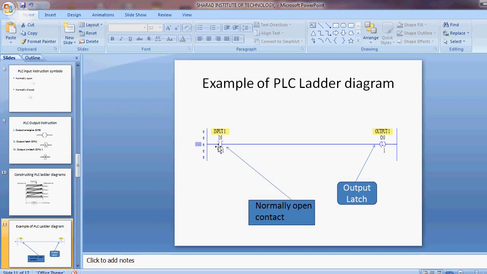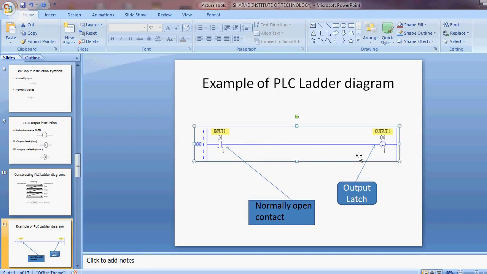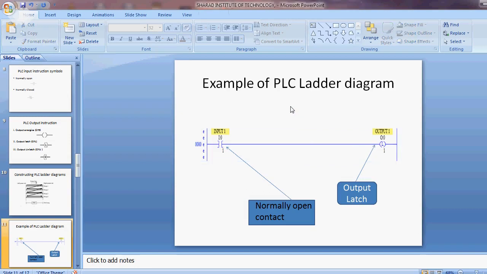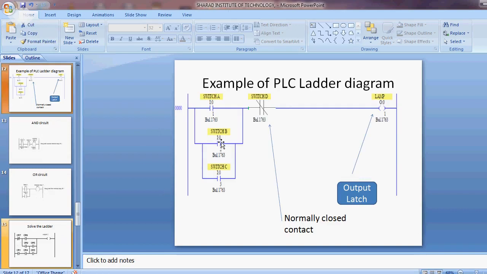So a normally open contact suggests that when the input value in digital format is 1, then and only then the output will be on, or we can say the latch will be on. When it activates, then and only then the output will be energized. If input 1 is off, the output will be off. So this is the first case. The next case we discuss here.